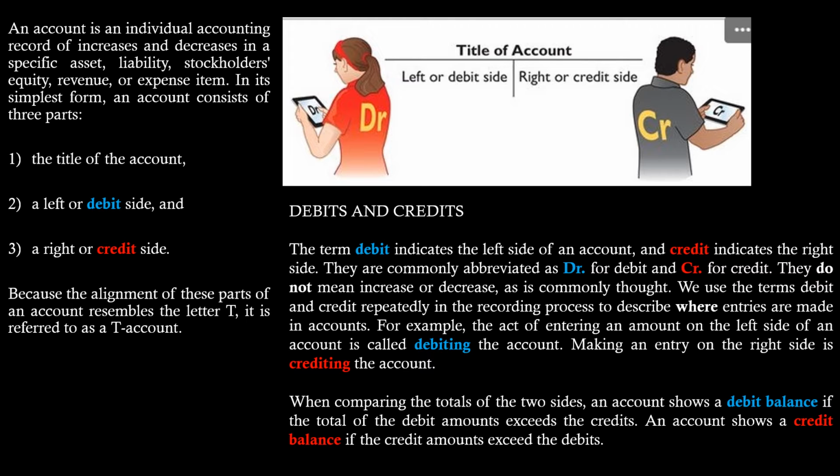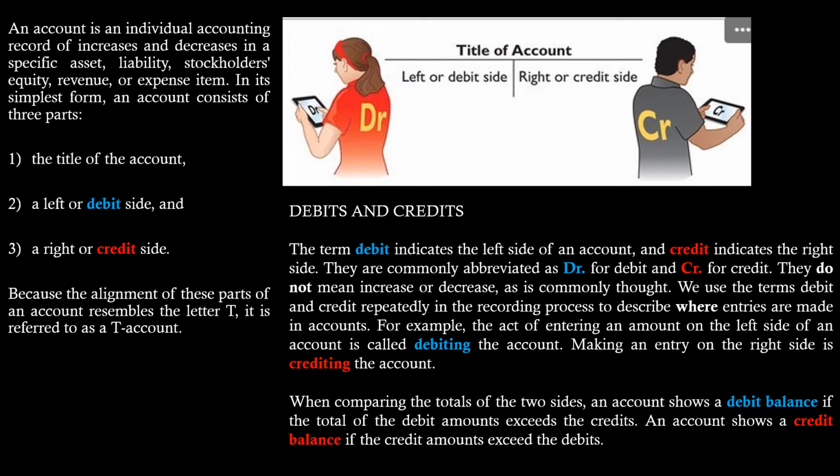Okay, so an account is an individual accounting record of increase and decrease in a specific asset, liability, stockholders' equity, revenue or expense item. In the simplest form, an account consists of three parts: one, the title of an account, a left or debit side, and a right or credit side. Because the alignment of these parts of an account resembles the letter T, it is referred to as a T account.